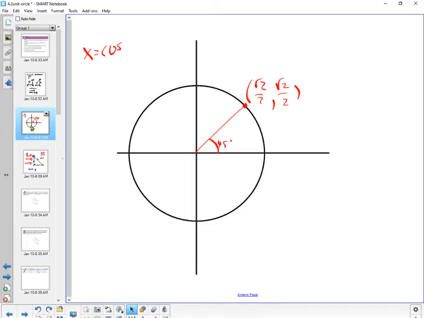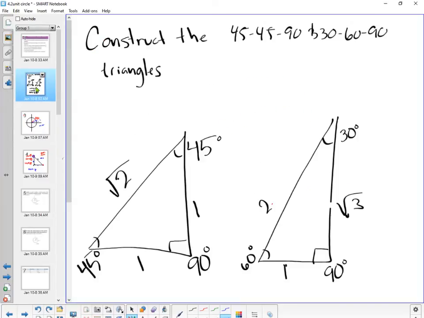Let's make a 30-degree angle. Okay? Let me ask you this. What is the cosine on 30 degrees? The cosine on 30. Cosine 30. Square root of 3 over 2.